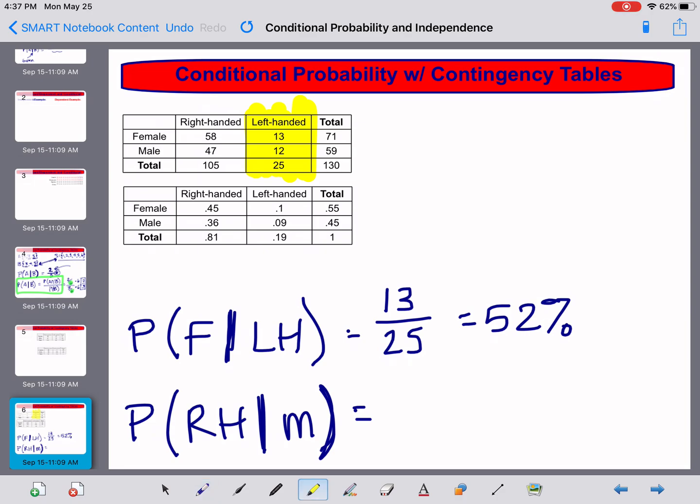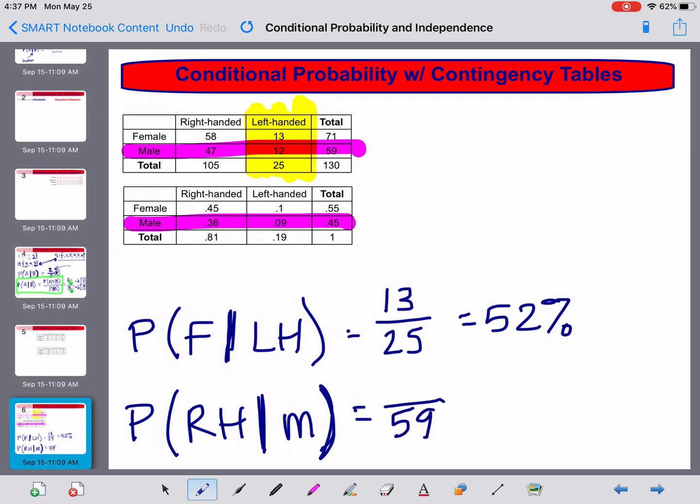So male, let me change my color. So we're going male that way. And that means that we're dealing with only a subset of 59, and we want to know the right-handed, which is 47. So 47 divided by 59 is 0.796, so let's call it 80. It's right about 80%.